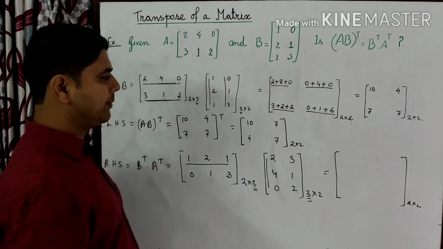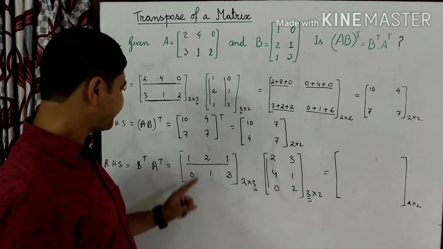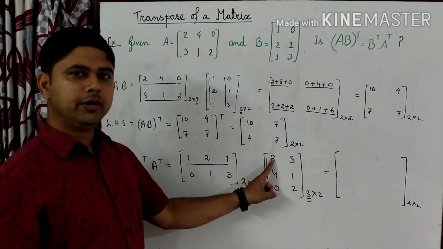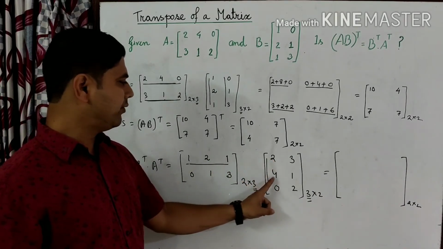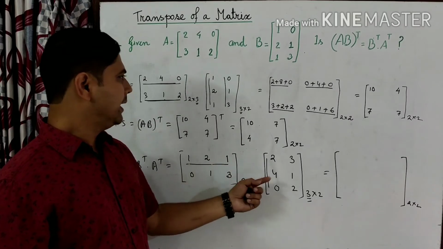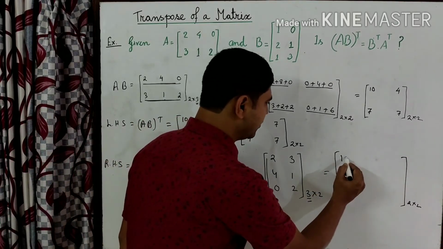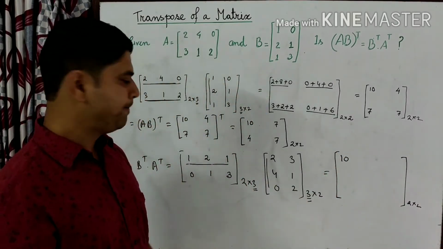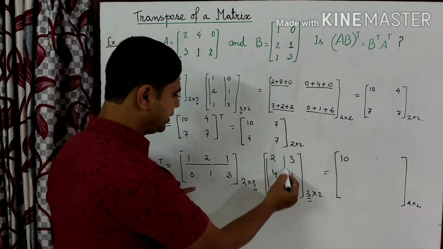First column. When you multiply, we get 1 into 2, 2, plus 2 into 4, 8. 2 plus 8, definitely this value is equal to what? 10. Clear this part? Next, first row multiplies with what?